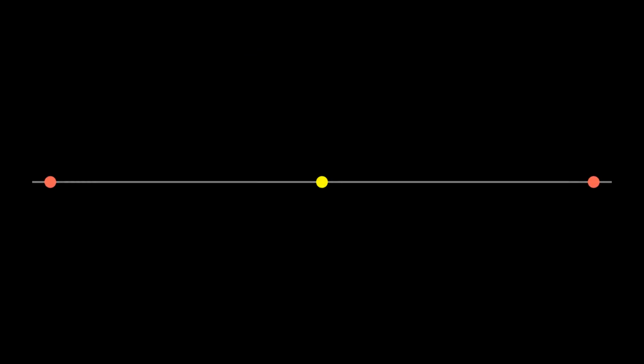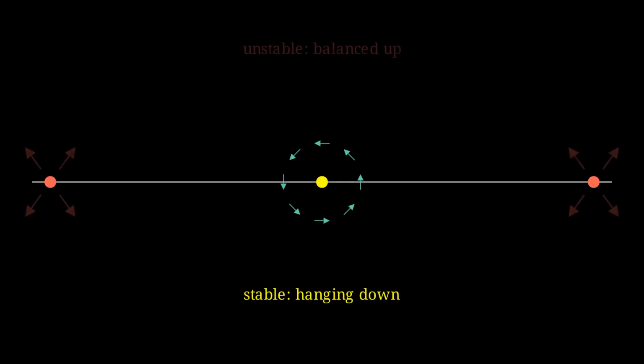One more reading skill, and you can skim any of these pictures like a headline. Look for the points where the arrows vanish, the places the system can rest. The pendulum has two. Hanging straight down, the arrows nearby circle around it. Nudge the pendulum and it stays close, orbiting the rest point.